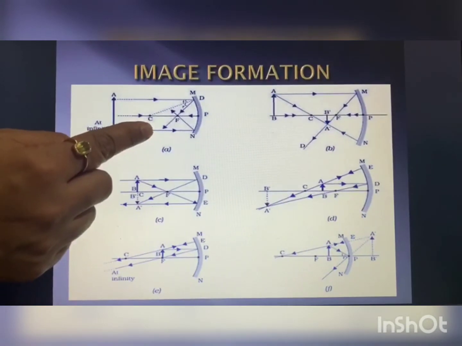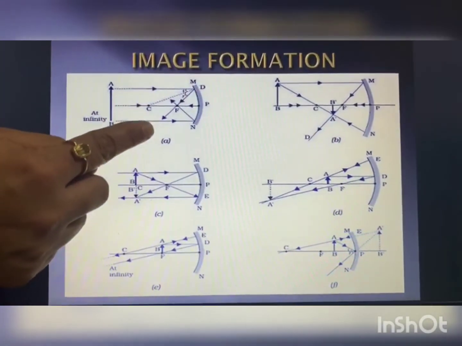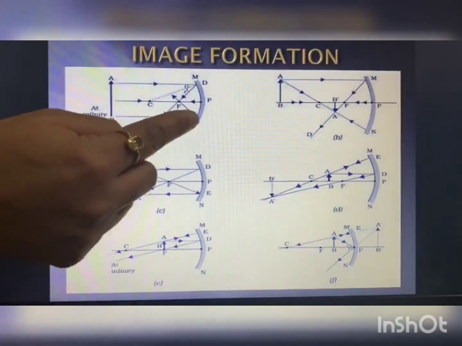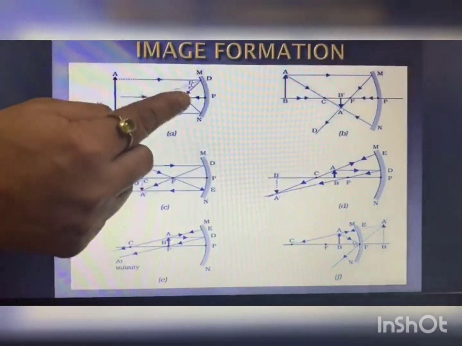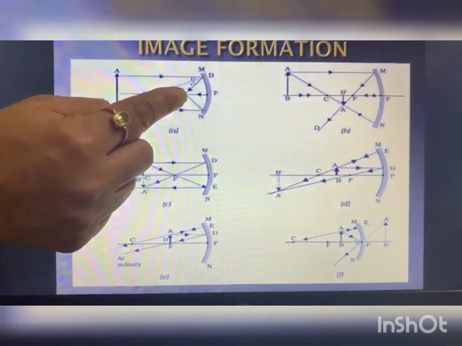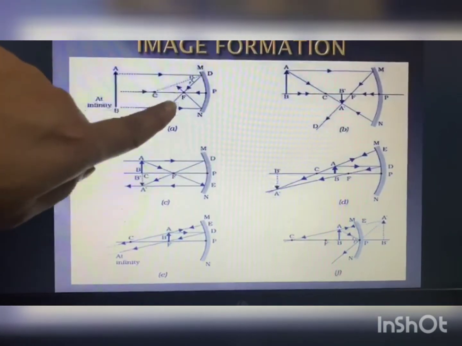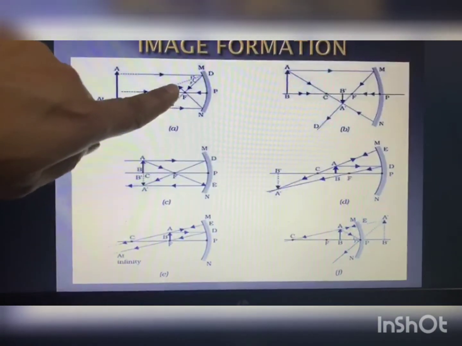A ray which is parallel to the principal axis passes through the focus. Where these two rays meet, their image will form. So, where is the image going to be formed? At the focus.